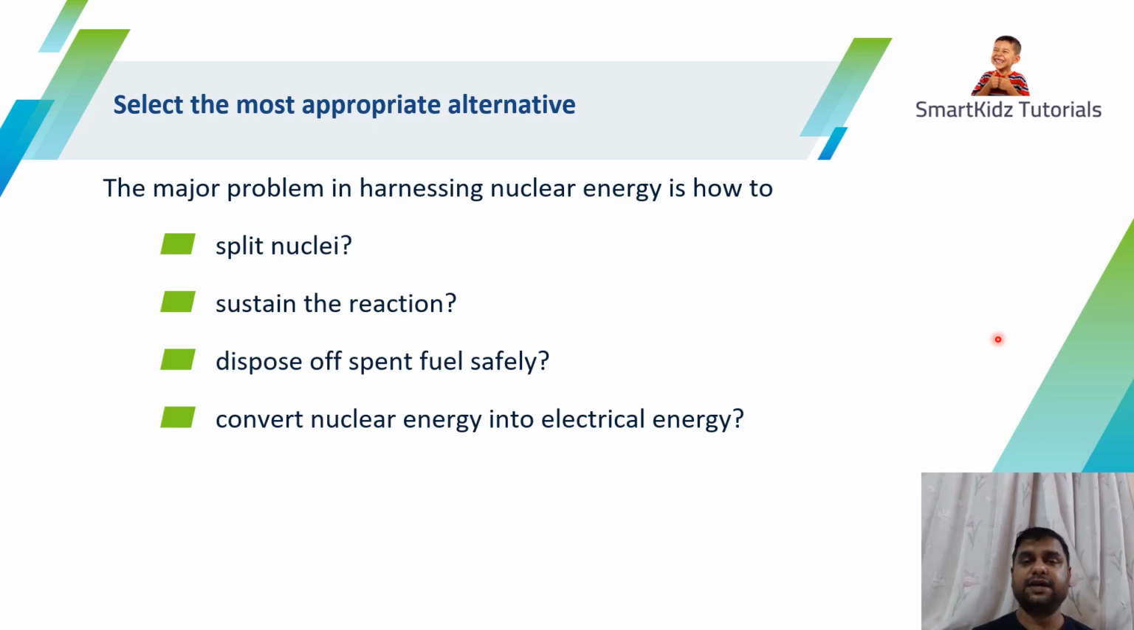The fact is that once the fuel is used, which can be used for a fairly long time, the refuse or the waste that remains becomes problematic to dispose of, because it still remains radioactive. You have to safely dispose of it. When you dispose of it, that area has to be sealed off, because it remains radioactive for many years. So our answer would be to dispose of spent fuel safely. That would be a major problem.